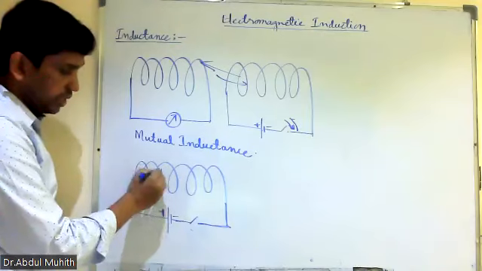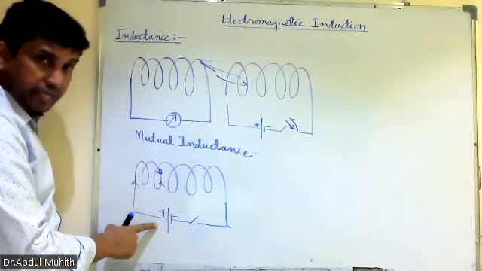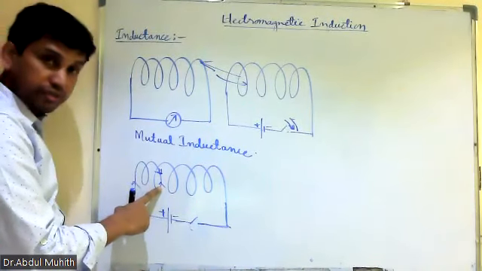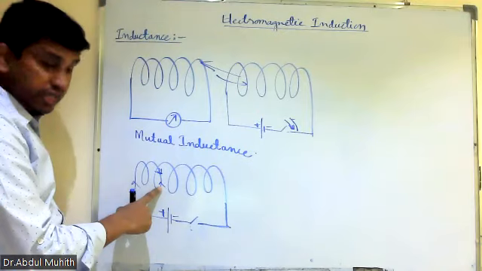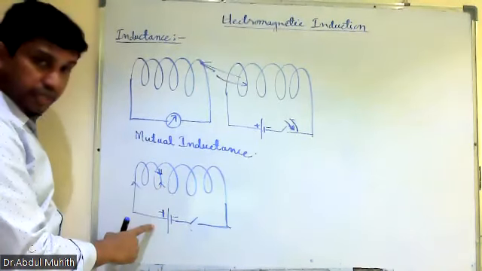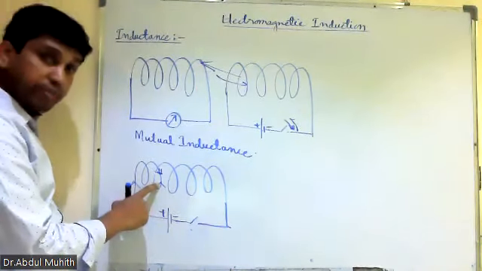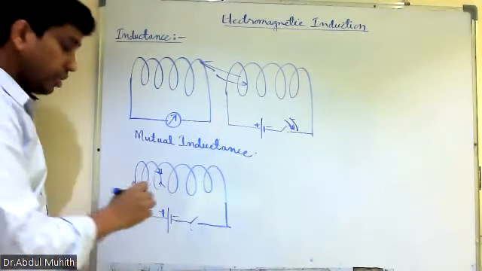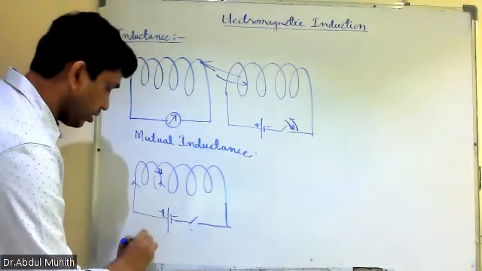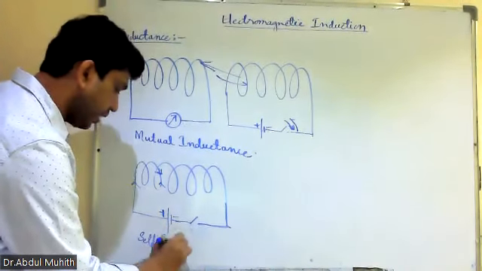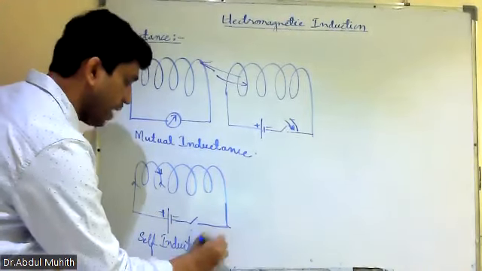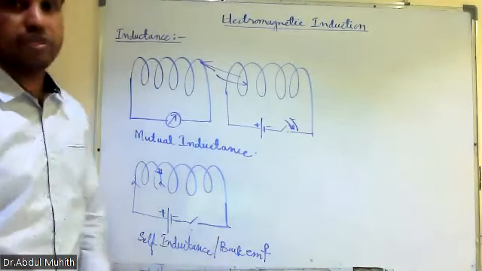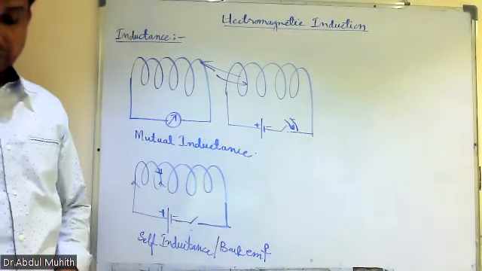If this is the current due to the battery, and this will be the current due to the changing magnetic field, this current is said to be the induced current. So this induced current is said to be self-induction. This type of inductance is said to be self-inductance, also known as back EMF. Is that clear?